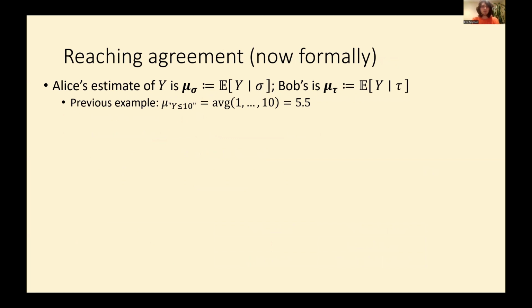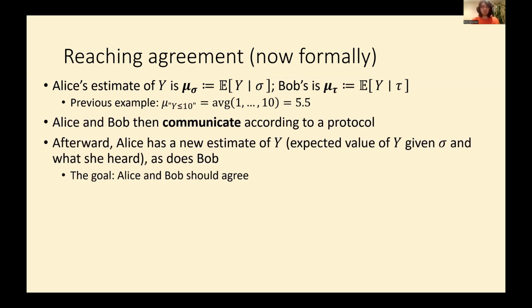Now, even before Alice and Bob communicate, they each have an estimate of y. Alice's estimate is the expectation of y conditioned on her signal sigma. And similarly, Bob's estimate is the expectation of y conditioned on tau. Then Alice and Bob communicate according to some protocol, after which Alice has a new estimate of y, which is the expected value of y conditioned on both sigma and the protocol transcript. And similarly, Bob has a new estimate of y. And the goal is for Alice and Bob to agree.